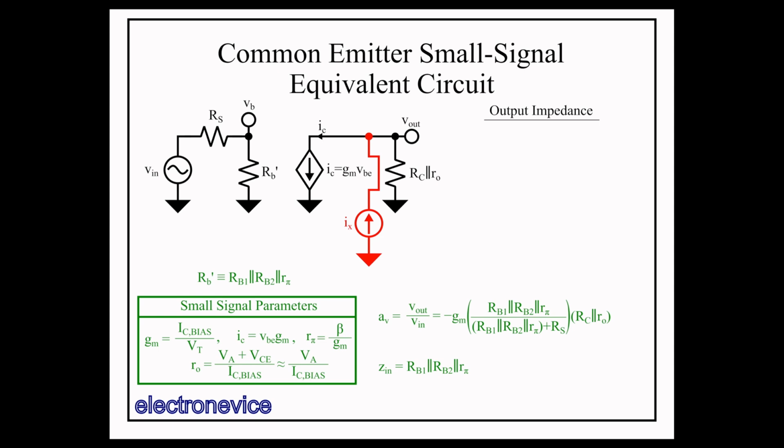In the first case, we shut the test current off, and Vout for this case, which we'll call Vout1, is equal to negative IC times RC in parallel with RO from our previous equation. In the second case, we'll turn the test current on, and Vout, which we'll call Vout2, is equal to negative IC minus Ix times RC in parallel with RO.